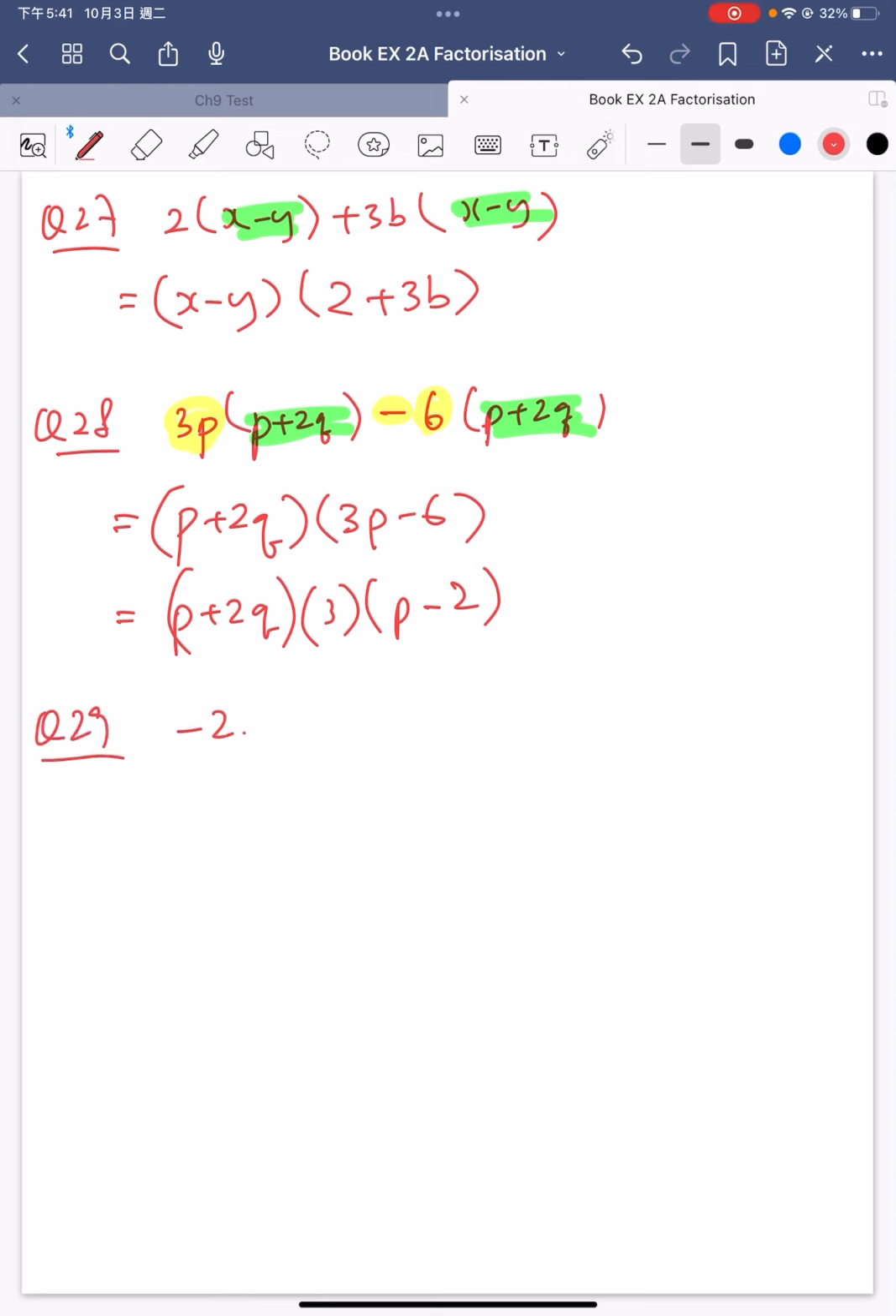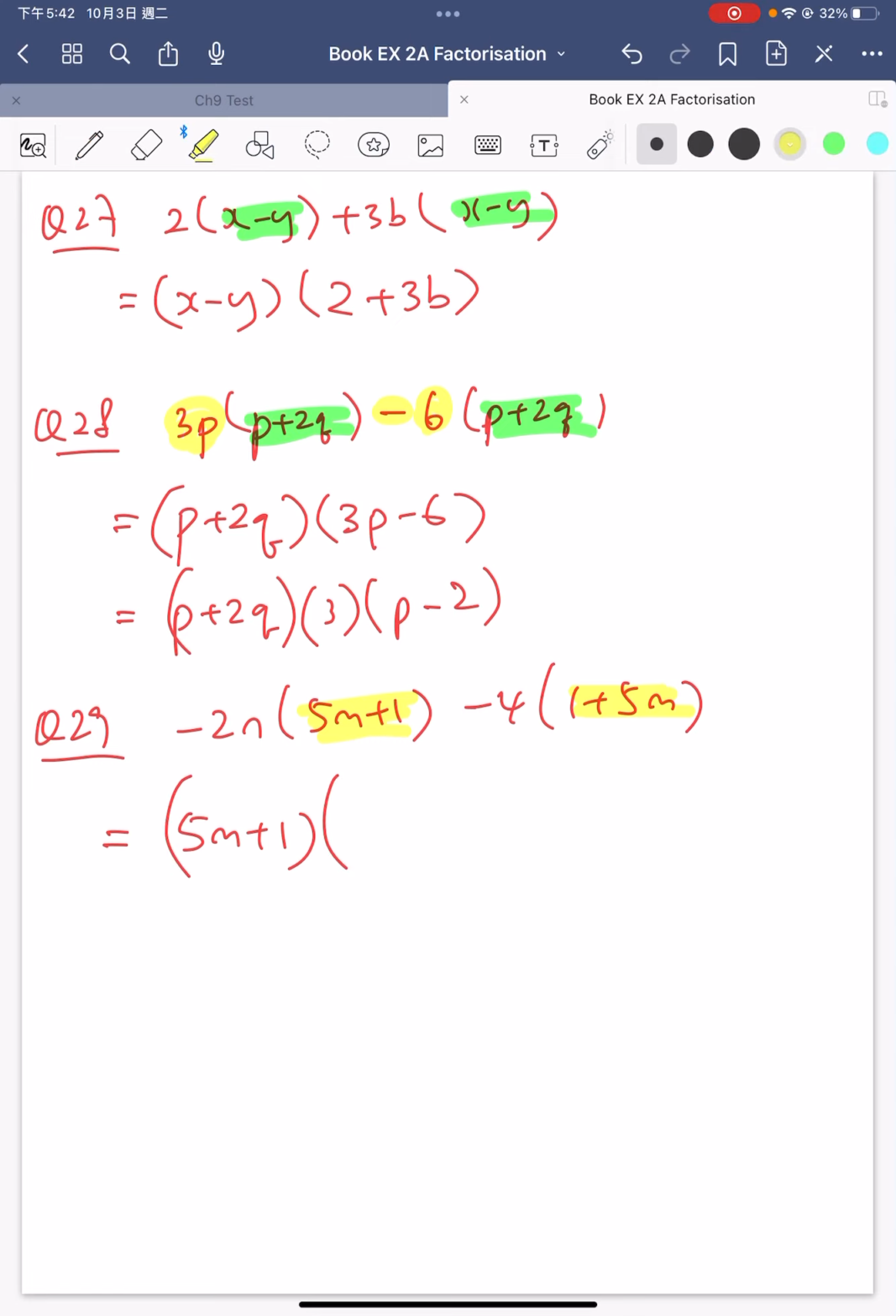We have negative 2n times 5n plus 1. Then we minus 4 times 1 plus 5n. So you can see that this 5n plus 1 is exactly the same as 1 plus 5n. So we take that out first. We have 5n plus 1. Then what we left is just this minus 2n minus 4. So we just group the rest. Minus 2n minus 4.